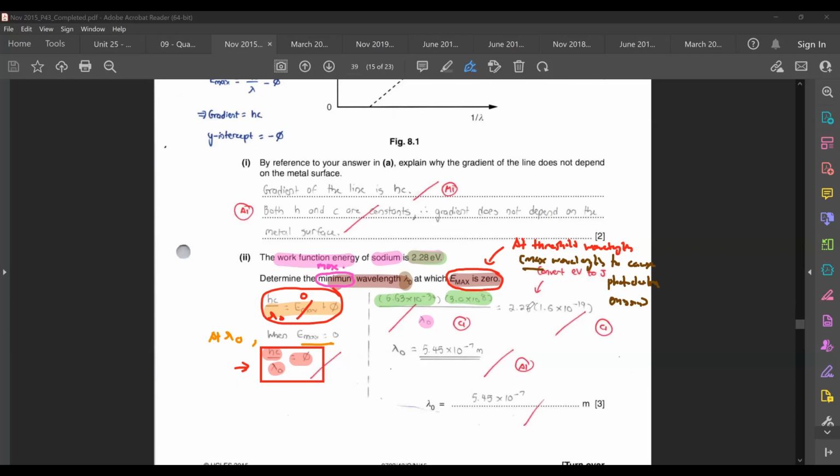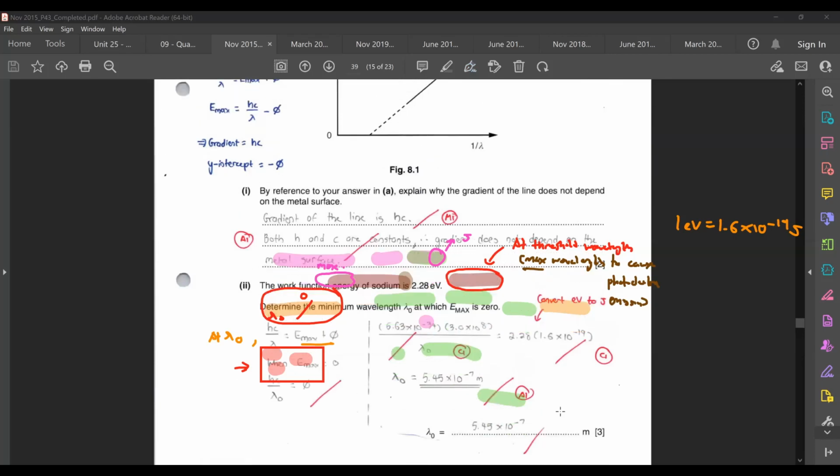So this one, you need to be careful to remember to change your eV values to joules. If you recall what you learned previously, 1 eV is 1.6 times 10 power minus 19 joules. So you need to multiply with that value to get it in joules. So eventually your threshold wavelength will become 5.45 times 10 power minus 37 meter, just like that. Okay, so this is another 3 marks.